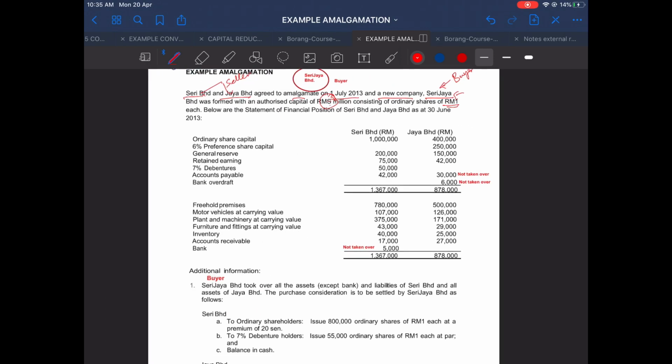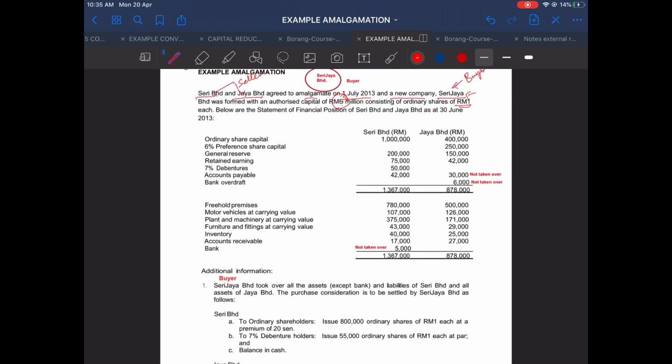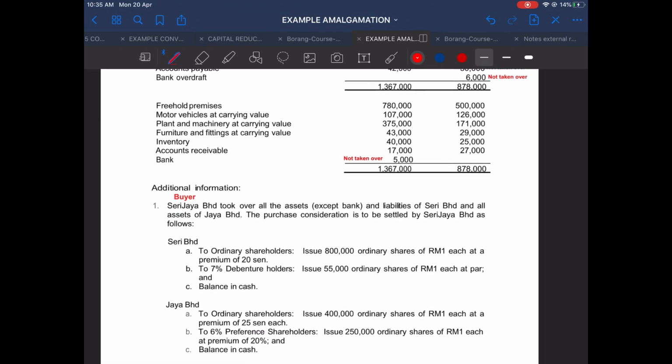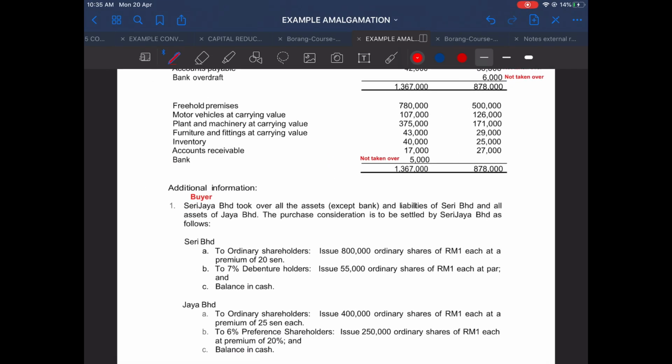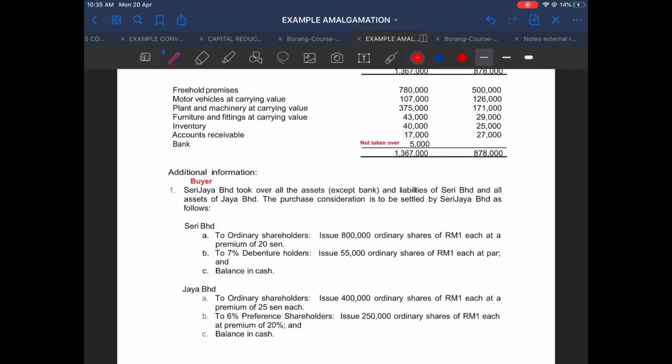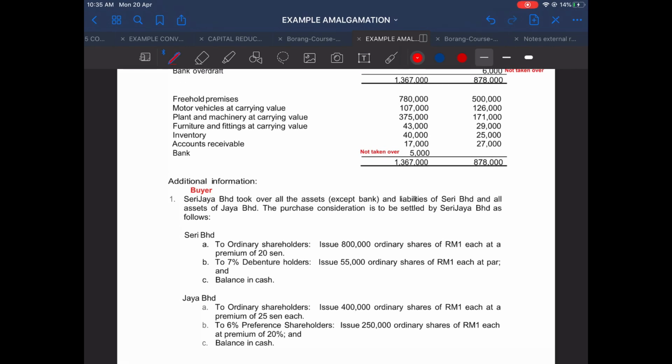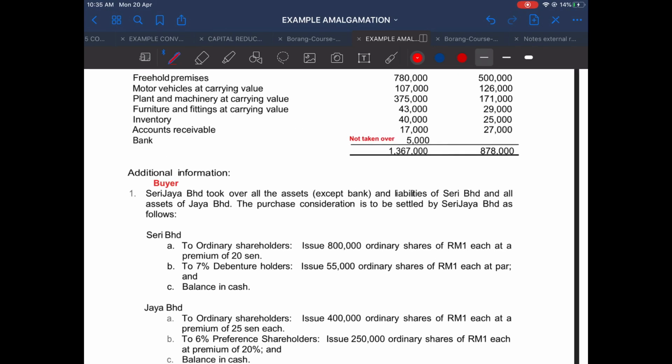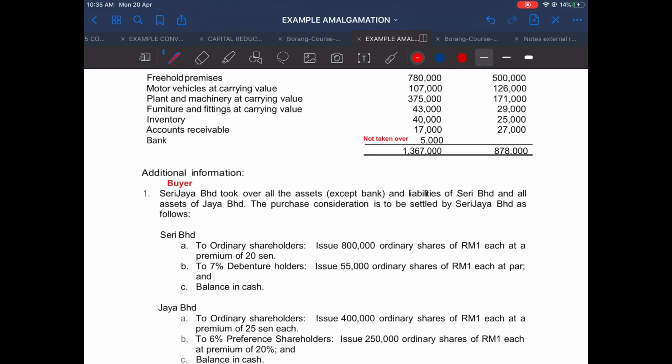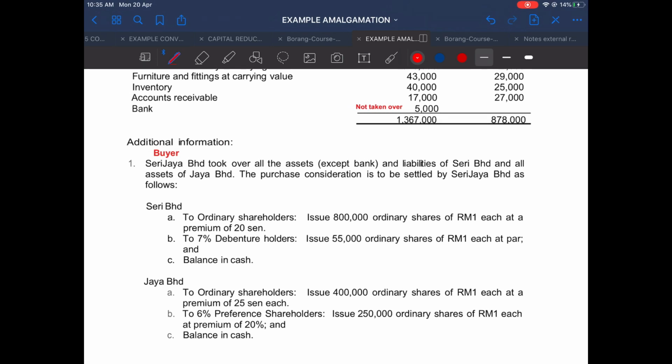So in an example of this question, they will give you the financial position, and below, after that, they will give you the additional information with regard to the amalgamation process. So let's take a look at the first additional information here. This first additional information is with regard to assets taken over, and normally it also discusses the purchase consideration and the purchase price.